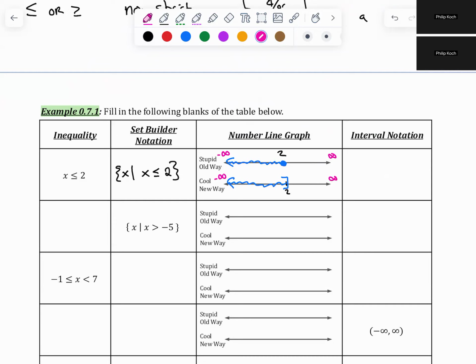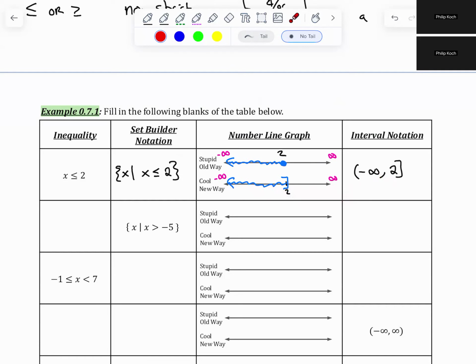So where does our interval start? Negative infinity. It starts at the very, very end, forever on. Since we can never include the infinities, we do a parenthesis, negative infinity, and then it stops at 2, but it can include it, so it's a 2 bracket. Do you notice that this thing is exactly there? Boom. It's immediate. That's why I like the new way. That is the way we should do it.